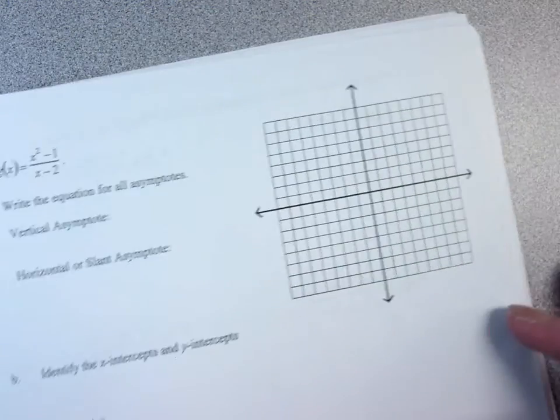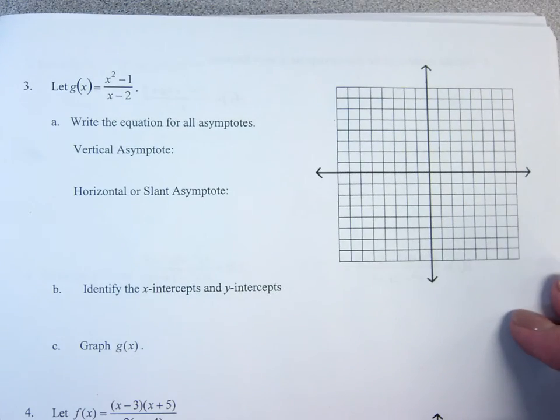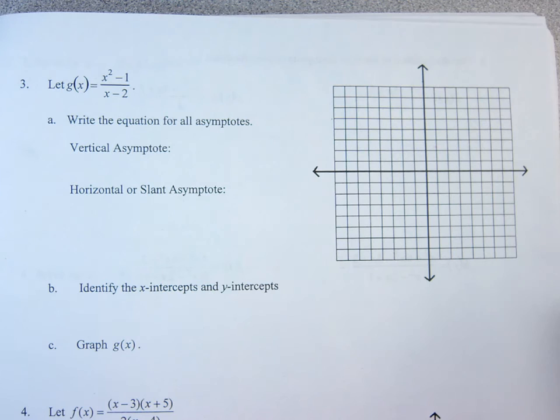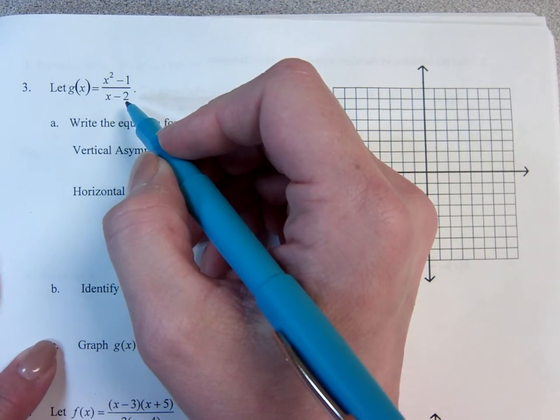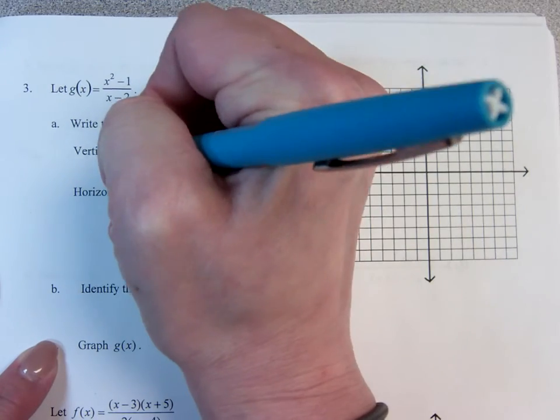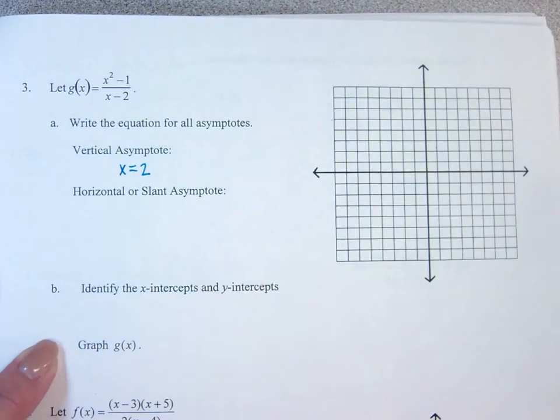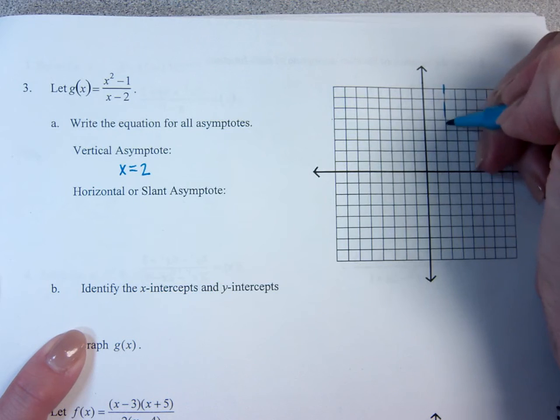Okay. Going to the next page, problem number 3, I'm just going to run through this problem really quickly so we can understand how this works and how to graph this. Starting out, we're going to write the equation for all asymptotes. Starting with our vertical asymptote, the rule is still the same. So whatever makes our denominator 0, so we're going to have x equals 2 for our vertical asymptote, and we can put that on our graph over here.